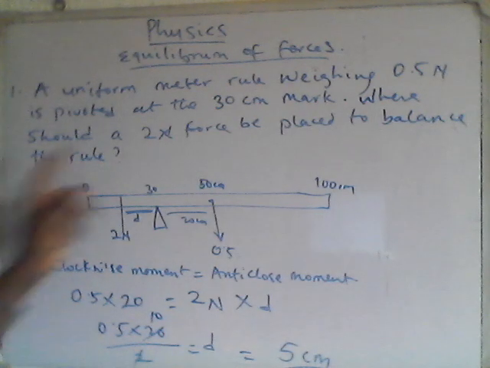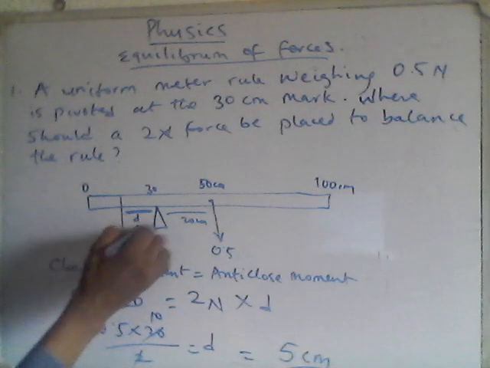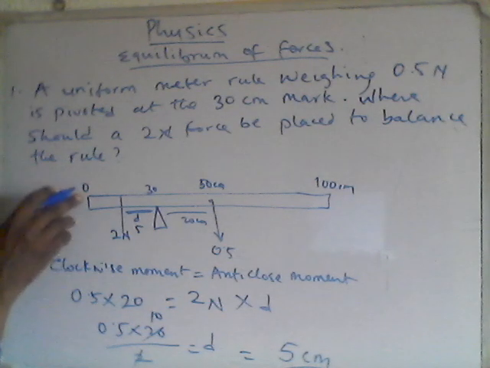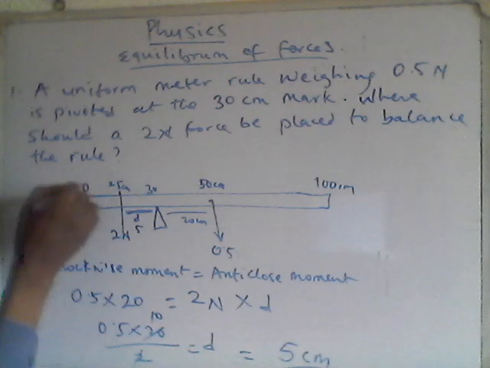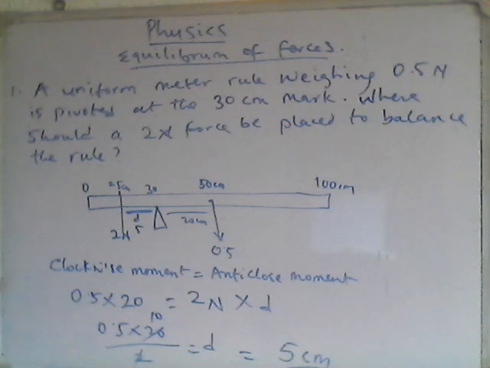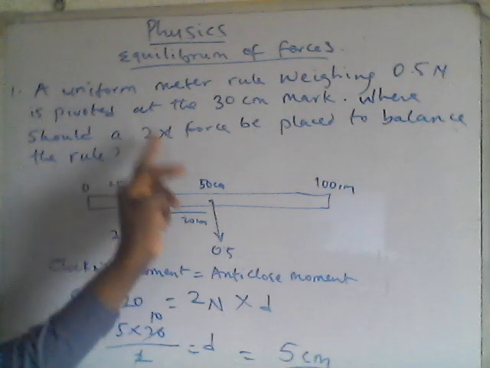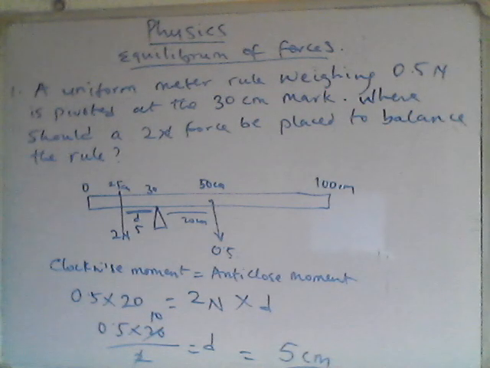You say where should it be placed? It is placed 5 cm to the center, but 25 cm away. This is the mark. In fact, the answer should be 25 cm from the starting point, because JAMB is very tricky. Normally it says, where should a 2 Newton force be placed to balance the rule? It should be placed 25 cm away from the starting point. Okay, so we'll go over to the next question.